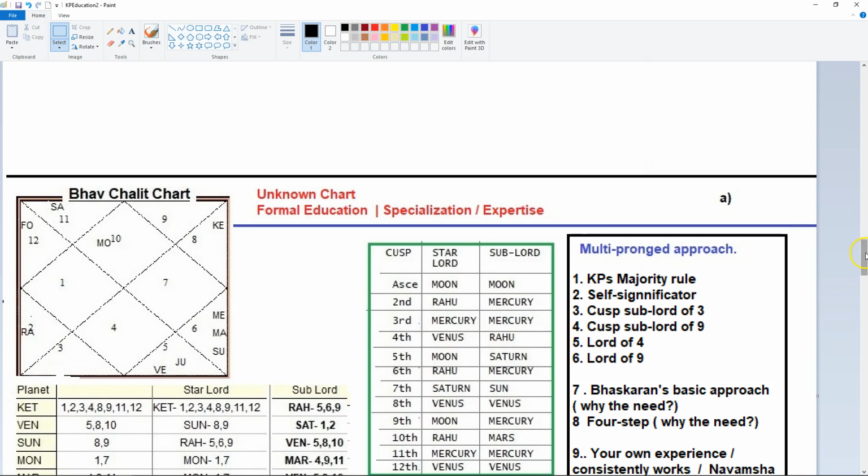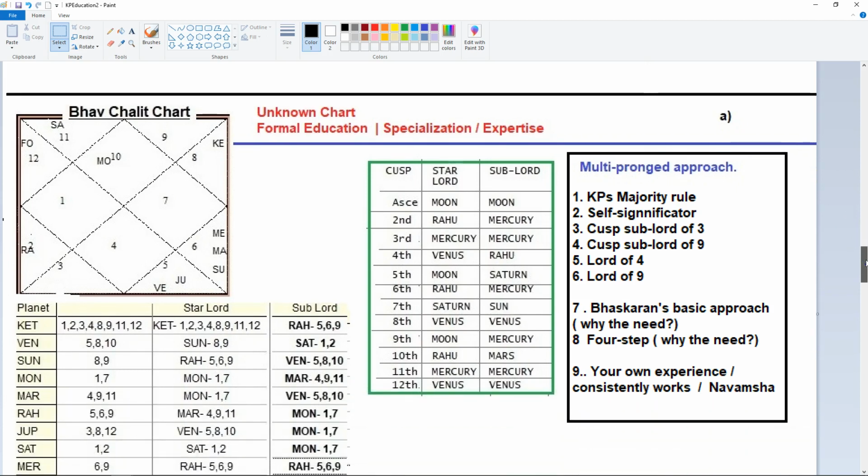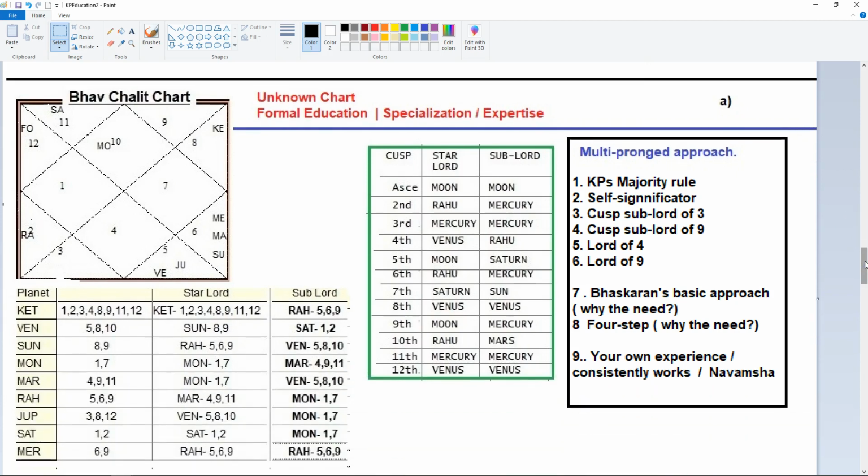For the multi-pronged approach, what I usually do is I have my own checklist of what points or what angles or what methods I have to use to judge a horoscope. So I have laid down a list from 1 to maybe 9, 10, whatever. And I would normally prefer to analyze a chart for a specific area from all these points of view.